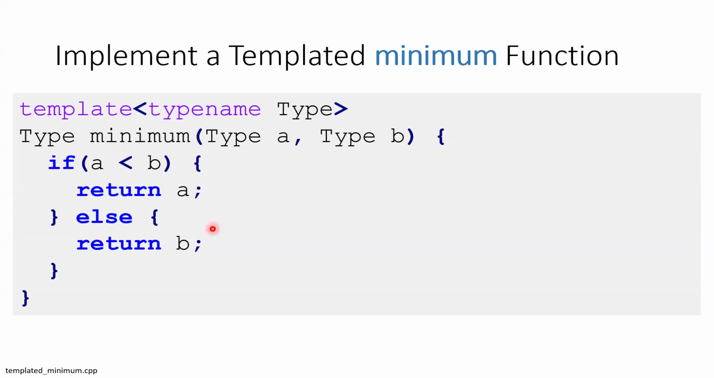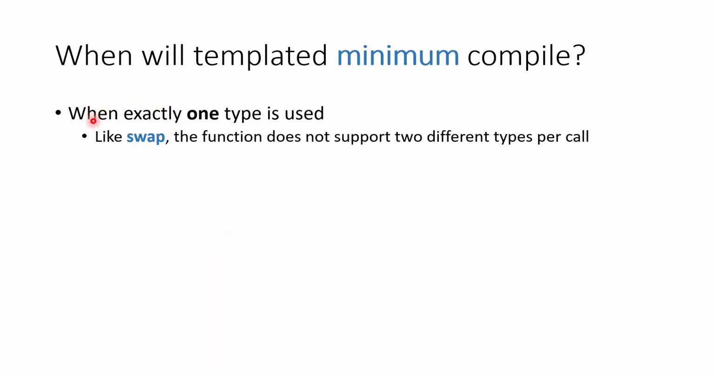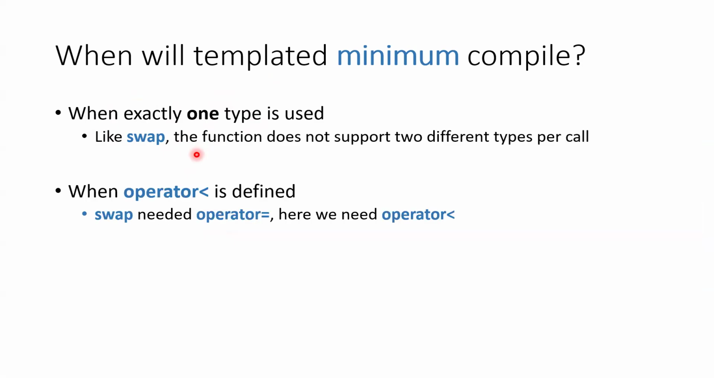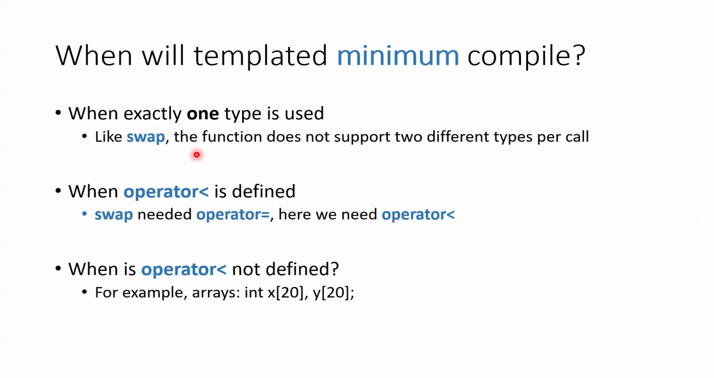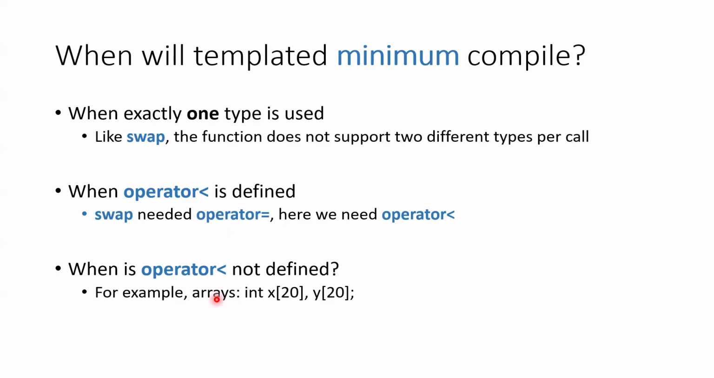And the other condition is when exactly one type is used. So A and B must be of the same type. This is similar to swap. And when operator less than is not defined, it could be something like arrays or something on the heap, like what you said. And that's it for function templates. Is that clear so far?